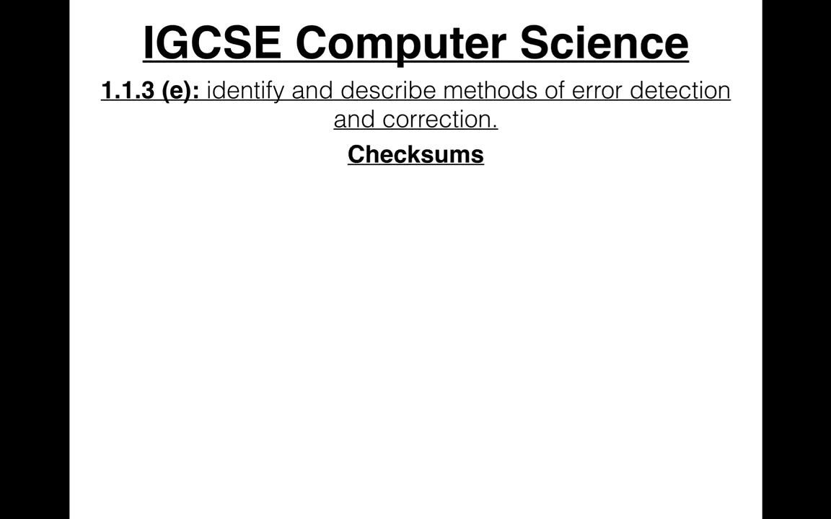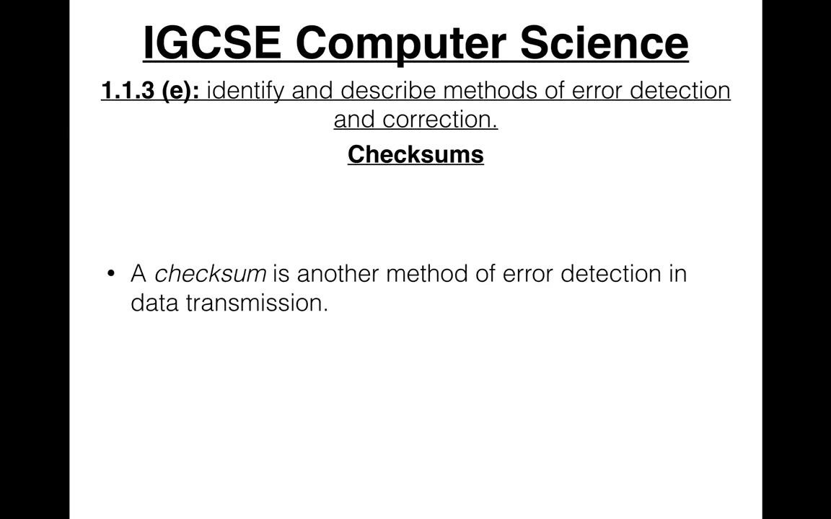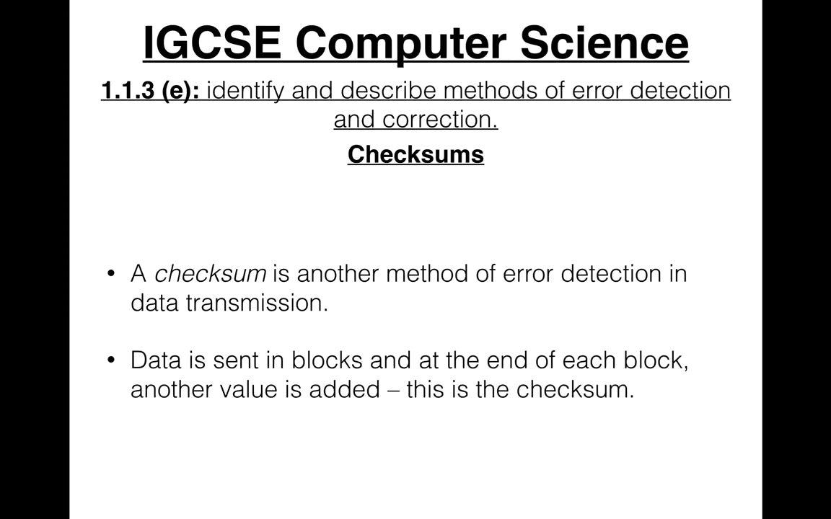Checksums are a little bit different. This is another method of error detection in data transmission, just like parity checks. This method is a little bit more reliable than parity checks because, as we discussed in the last video, parity checks do have limitations. Here, data is sent in blocks, and at the end of each block, another value is added. This is the checksum.